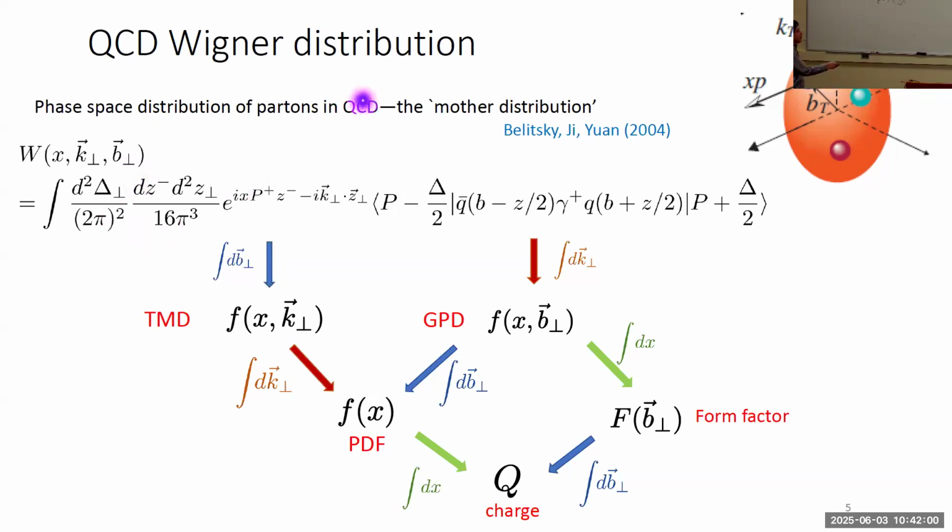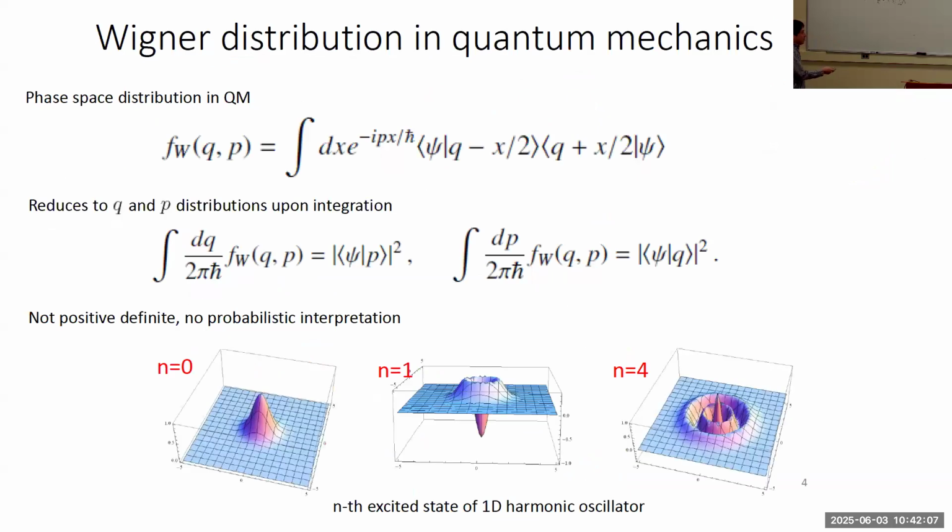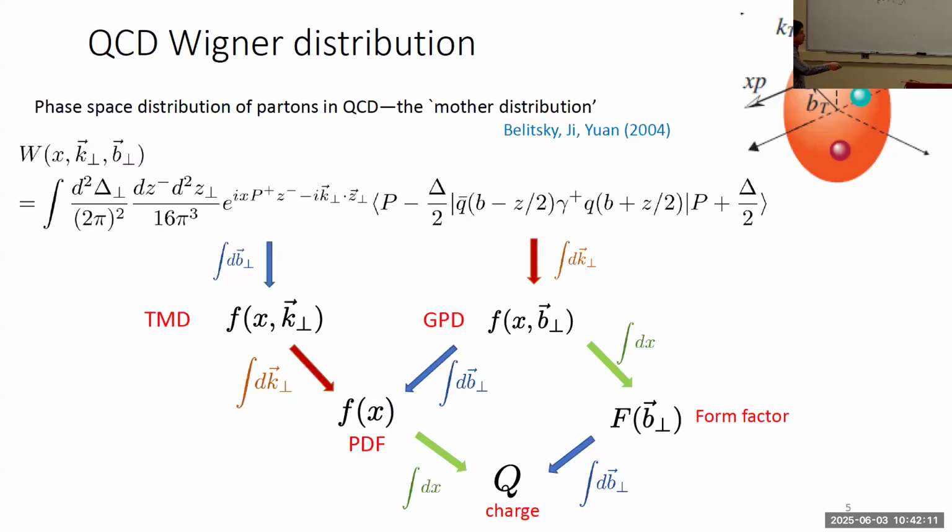And in a sense, this is a mother distribution in the sense that if you integrate over position and momentum, just like before, then you can successfully reproduce all the known lower dimensional parton distribution functions. So if you integrate over b perp, you get a TMD, and if you integrate over k perp, you get a GPD, and so on, like this. Yes.